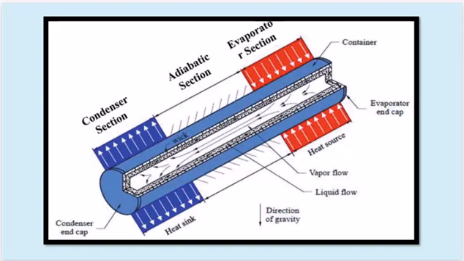So, how does it work? When heat is applied to the evaporator, the working fluid vaporizes. This vapor travels to the condenser section, releases heat, and condenses back into a liquid. Then, capillary forces in the wick structure return the liquid back to the evaporator, completing the cycle. This continuous cycle makes heat pipes highly efficient and reliable in transferring heat across different systems.